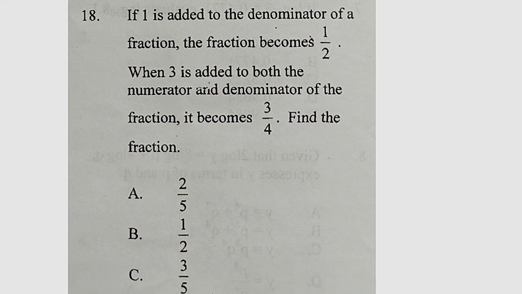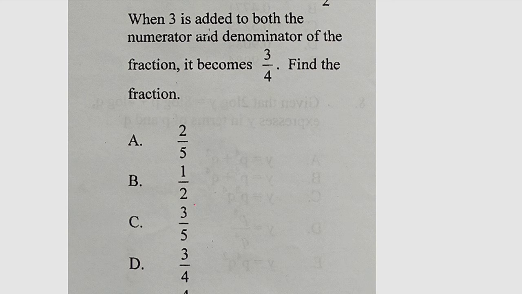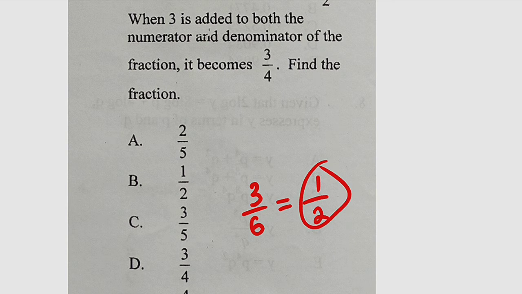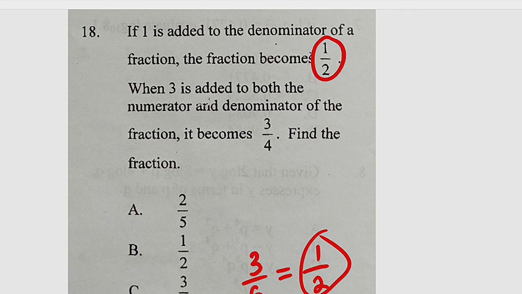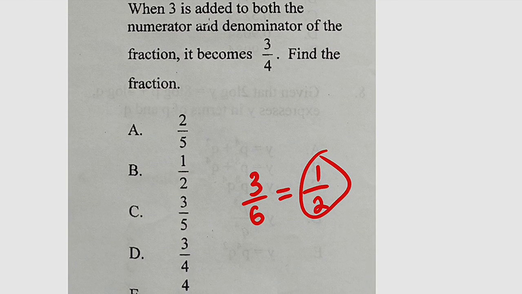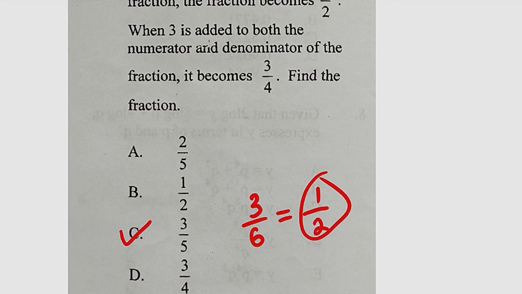Let's move to the next one. 3 over 5, if you add 1 to the 5, it becomes 3 over 6. And 3 can go into 3 one time, and it can go into 6 2 times. So we have 1 over 2, which is this one. So this is a potential candidate, but we are not done yet.